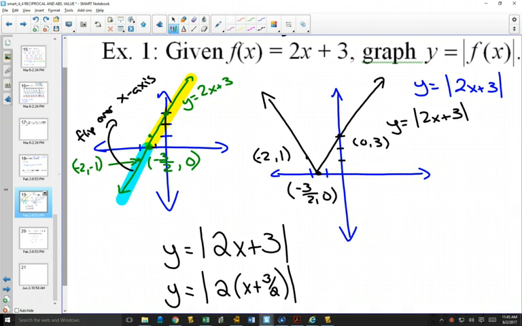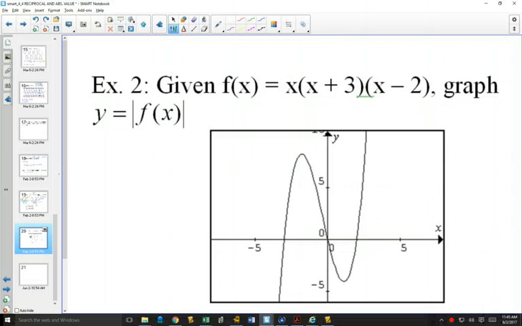So this one could have been done using our old technique, but I actually think our new technique is easier. It's easy to graph the inside function and then flip it up. So in this sense, using our new technique actually makes our life a little bit easier. We didn't have to use transformations. The other nice thing about our new technique is we can now graph absolute values of all sorts of functions. So now here we have a cubic function that's been completely factored.